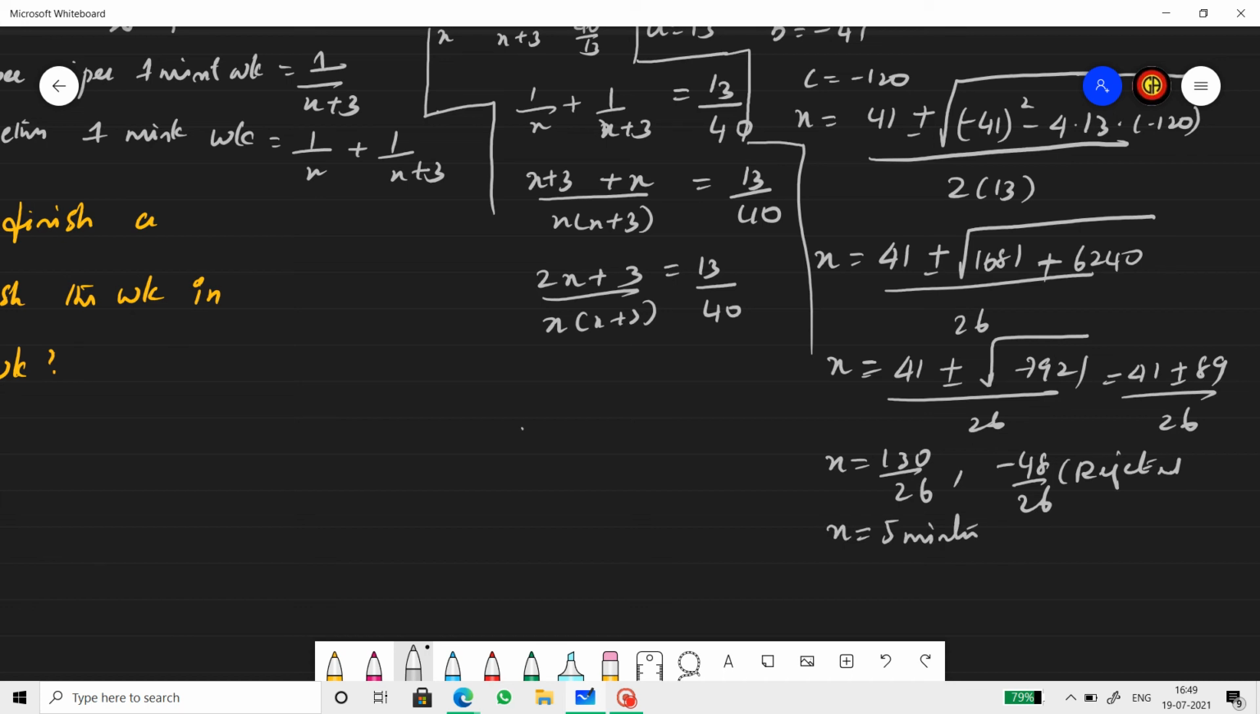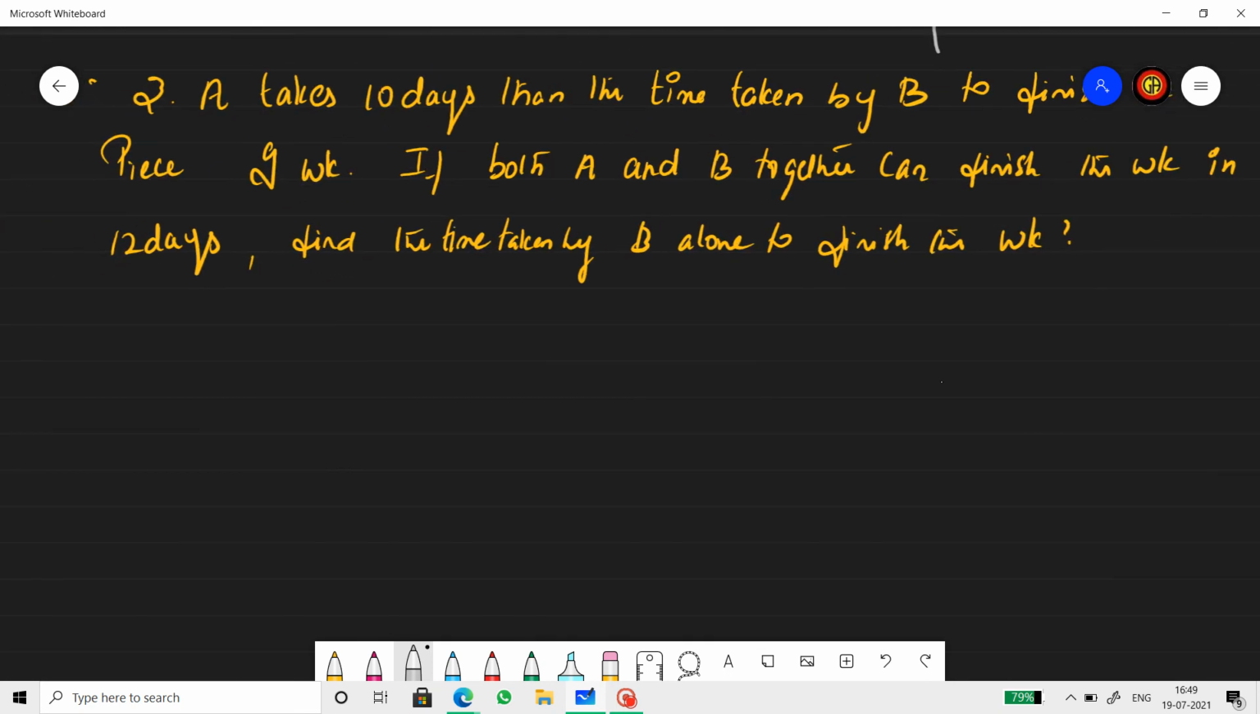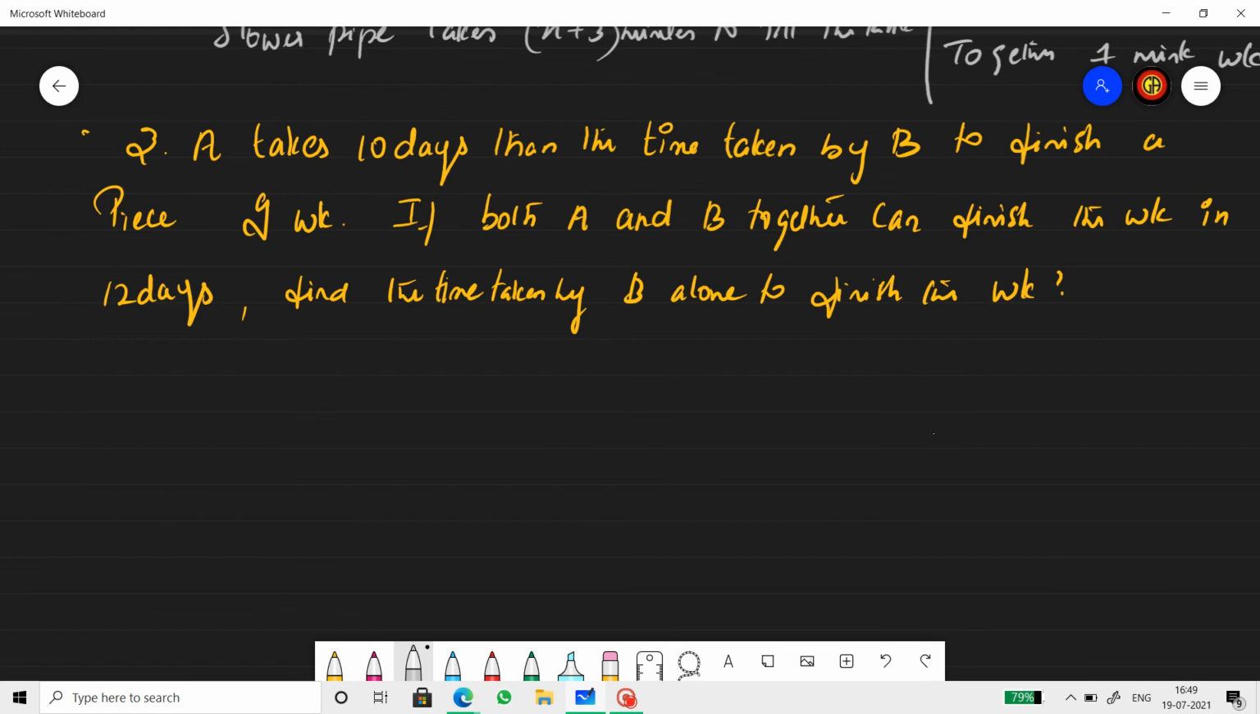So one takes 5 minutes, so the other takes x plus 3. So that means 8 minutes to finish the work. So this is how we get the answer for the second one. Now the third question, something similar to the first one only. Everything is the same type, so if you just rework it again, you will understand.